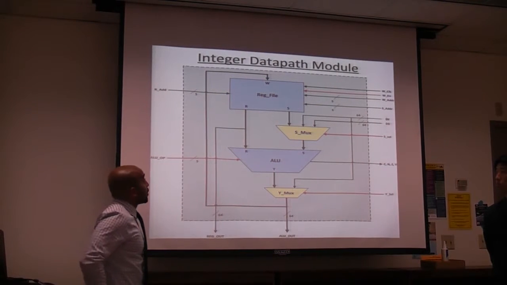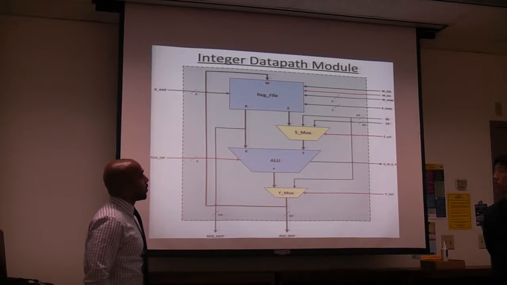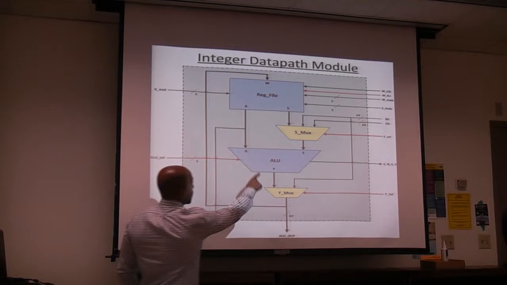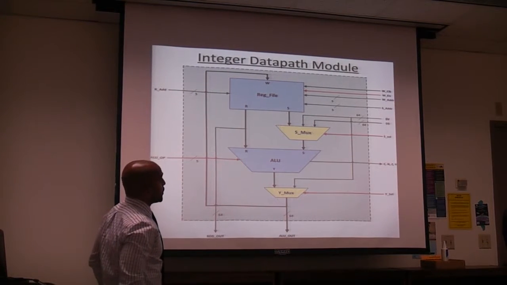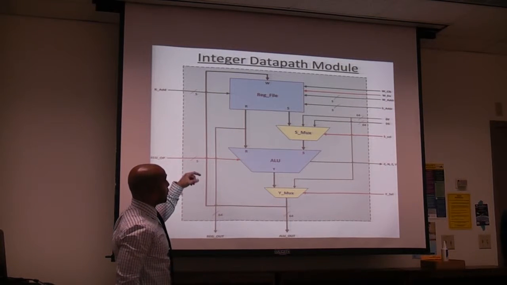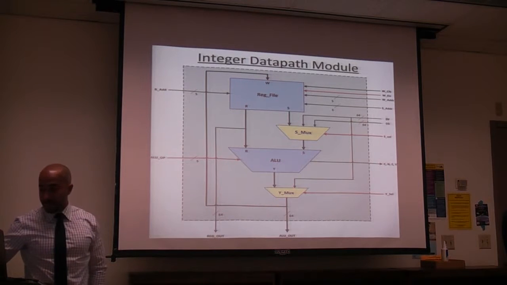So for our integer data path, we did make one modification to the baseline, and it was basically just having a third input on our SMUX, so that we could bring in the data from our data memory directly into our ALU, as opposed to writing it first to the reg file, which would add an extra cycle.